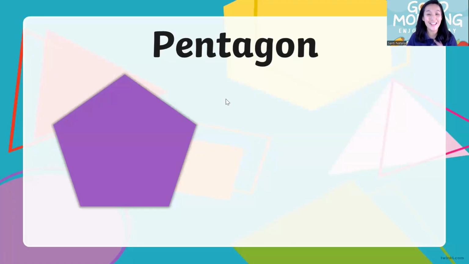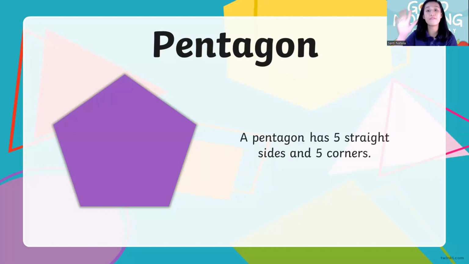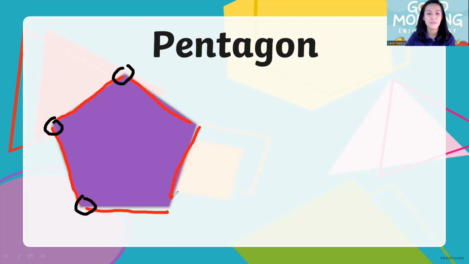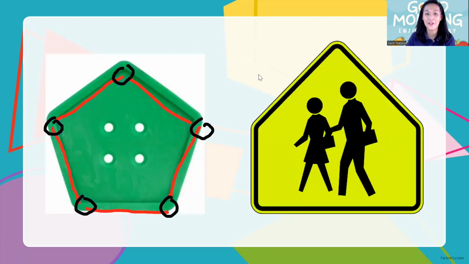Oh, look at this, children. I have five sides and I have five corners. This is a pentagon. Can you say pentagon? Yes, pentagon has five straight sides and five corners. Let's count together. One, two, three, four, five. Yes, five straight sides and corners. One, two, three, four, five. Five corners. Pentagon.